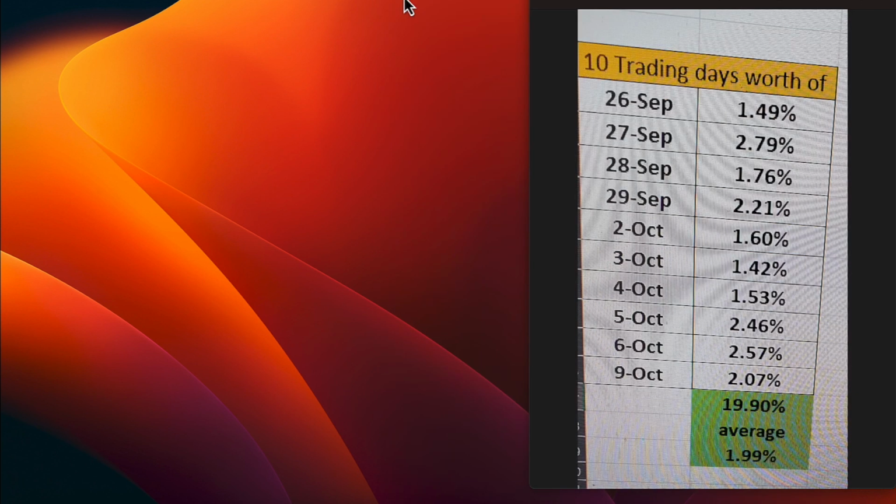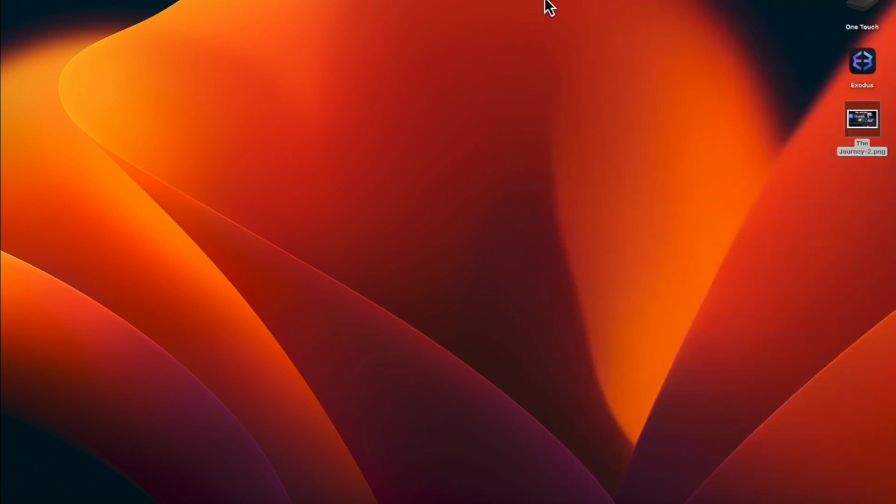Let's look at the 10-day trading numbers, and those numbers are Monday through Friday, starting with the 26th of September with a 1.49, 27 September, a 2.79, and 28, a 1.76, and the 29th, a 2.21, and the 2nd of October with a 1.60. And that gives Quopi a 1.99 average over 10 trading days.